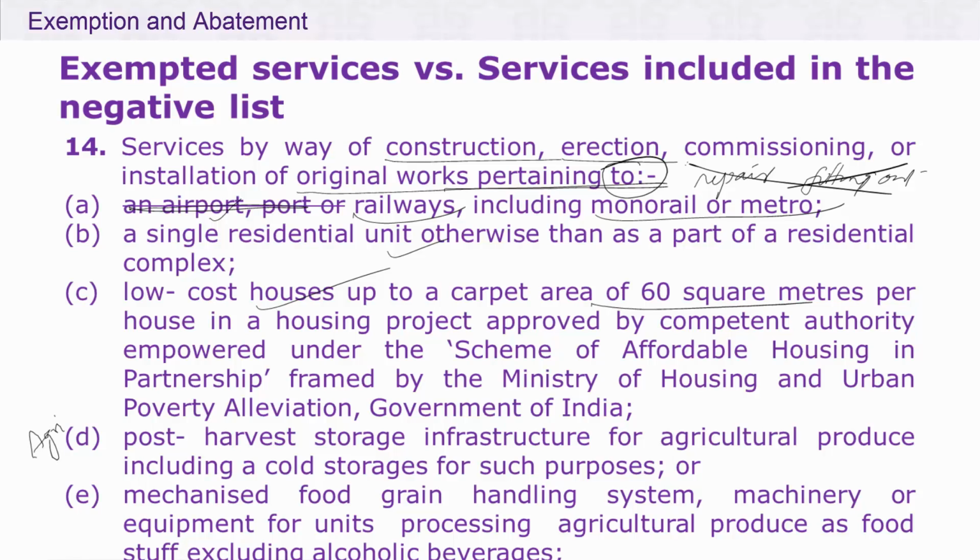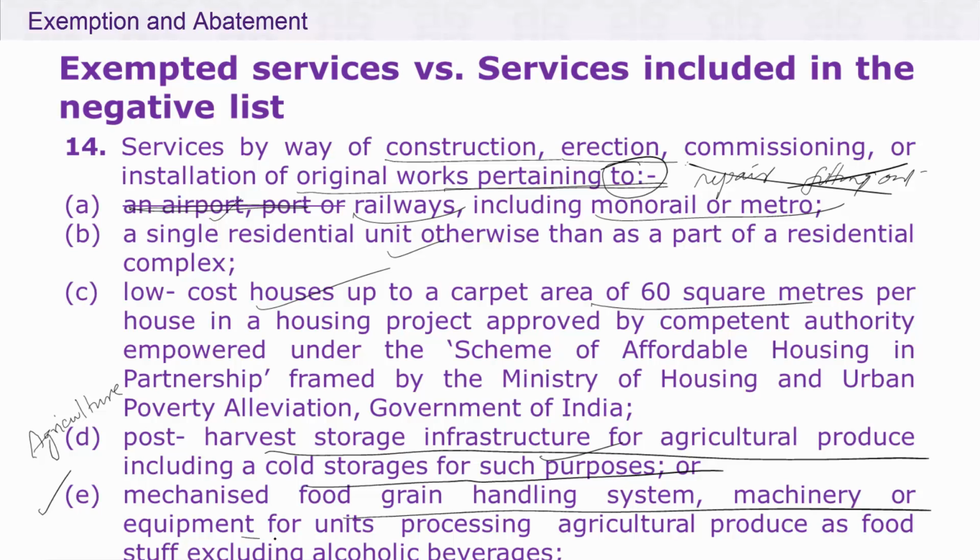So when you read section 66D, clause D relating to agriculture, you have to read this also together with agriculture. What are they exempting here? Post harvest storage infrastructure: after harvest storage for agricultural produce, including cold storages for such purposes, and also mechanized food grain handling system, machinery, equipment for use for units processing agricultural produce as foodstuff, excluding alcoholic beverages. You see this? These are relating to agriculture. So when you read agriculture, you remove these two things and add them there and read this agriculture portion together. Okay.